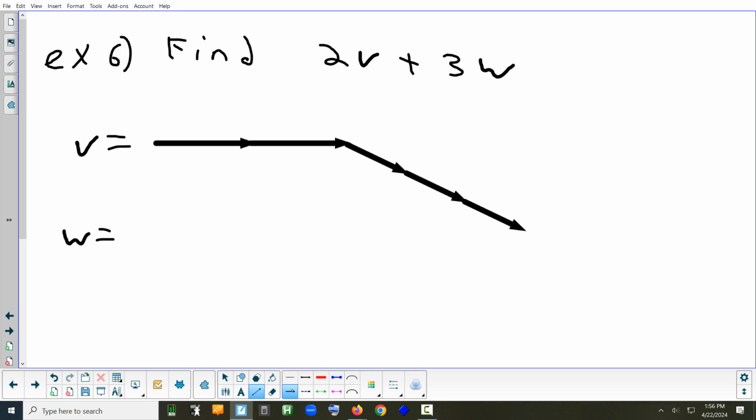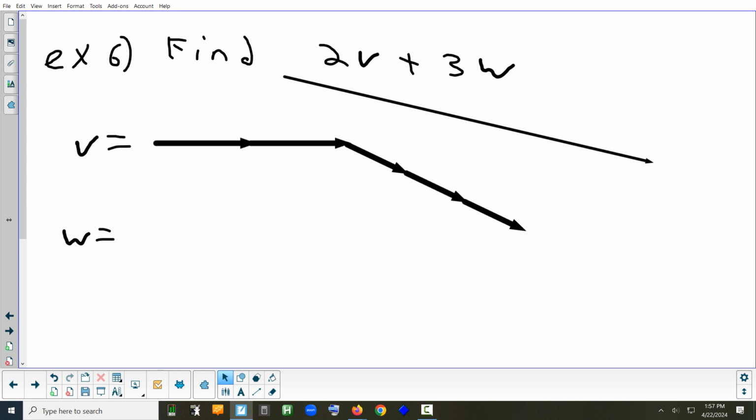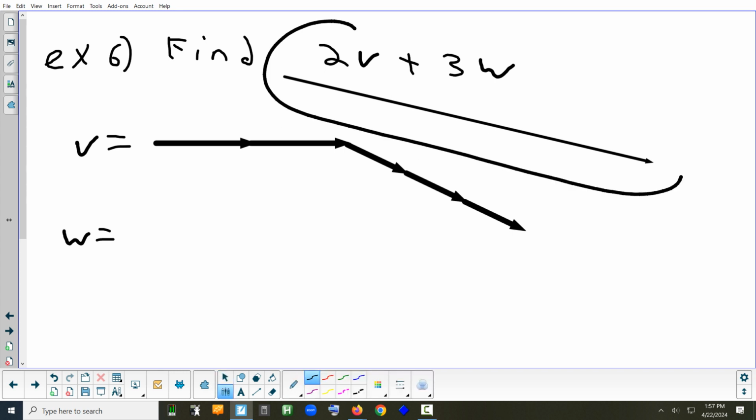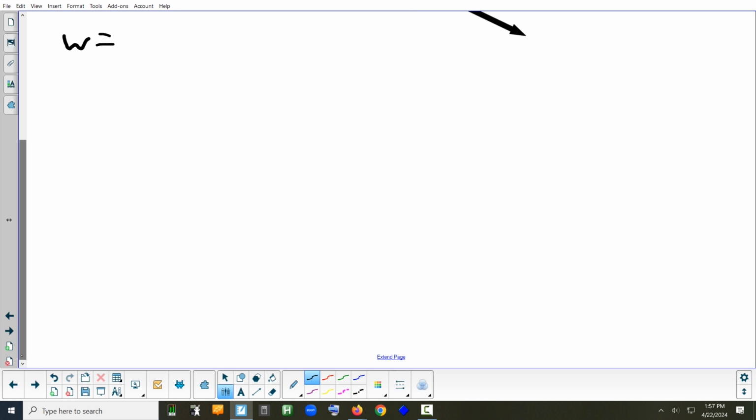All right. And so now I've got 2v, I've got 3w. What's my final answer? How do I get from your initial V to your final W? Yep. So start at V, go to W, and that is your final answer. Any questions on it? All right. So that's adding and scaling at the same time.